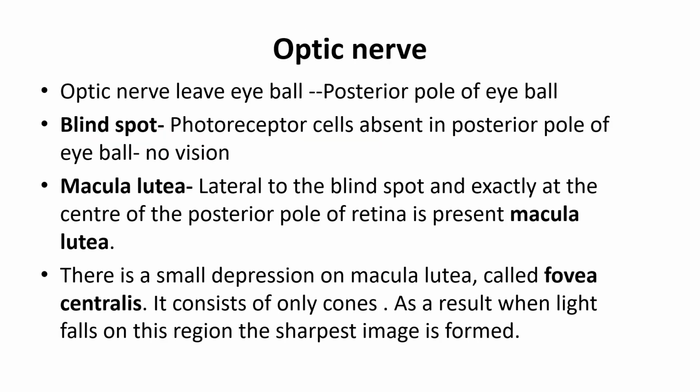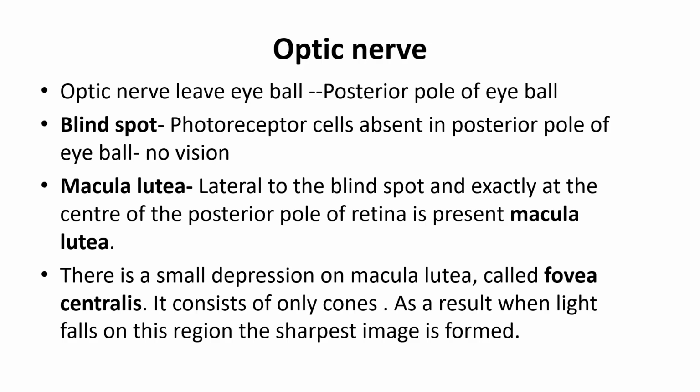The optic nerve is the second cranial nerve, which carries sensation from the eye to the central nervous system. It leaves the eyeball at the posterior pole, and there the photoreceptor cells are absent, and therefore there is no vision, so that point is called the blind spot.